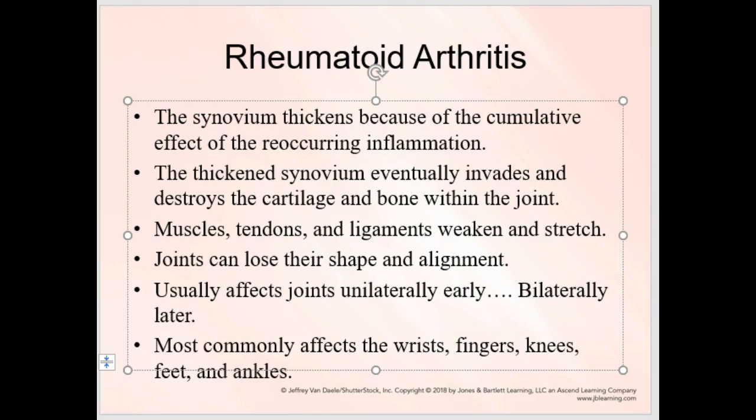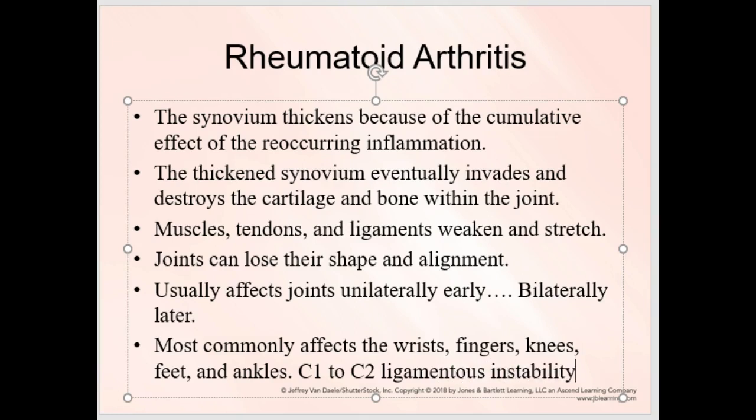Most commonly it affects the wrists, fingers, knees, feet, and ankles. You're really going to see this in the fingers, is where we'll see it with patients. As a little sidebar, I'm going to throw in there C1 to C2 ligamentous instability. The reason I'm putting that in there is because as a chiropractor, this is one thing they drilled into us. And I actually had a patient I sent out for x-rays, a whole what's called Davis series, where you move them through ranges of motion, flexion, extension, whatnot.